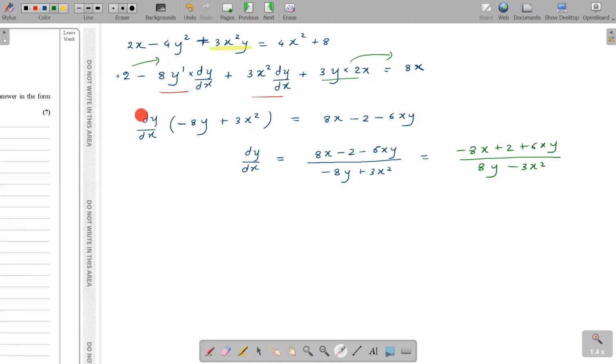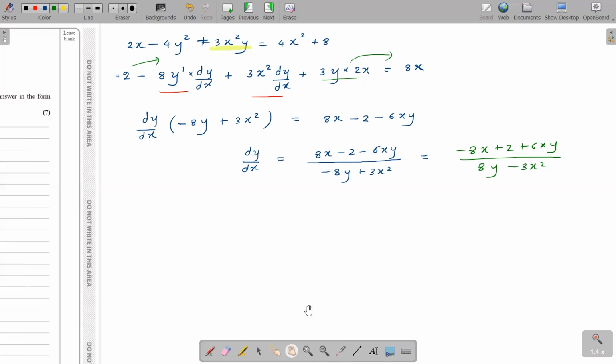Some of you could have taken dy by dx to the left side here and taken the 8x over here. In that case, you would get the answer but with a sign change. So any of these two are okay. That's what I want to tell. Okay, then we are not done yet. What should we do now?